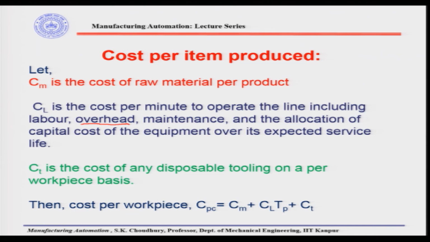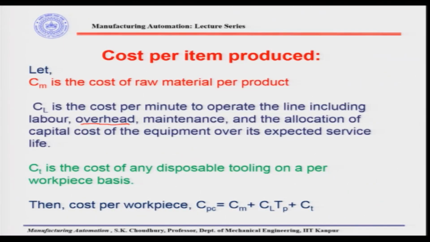So, this is how much we have spent, as I explained to you earlier, and how much time we require for that particular operation for which we are finding out the cost. Okay. Now, all these things will be included in the CL, which is the cost per minute, overhead and the capital investment. CT is the cost of any disposable tooling on a per workpiece basis. So, during the operation we will have some fixtures, which will be required for machining or assembling the parts. So, this cost is the CT.